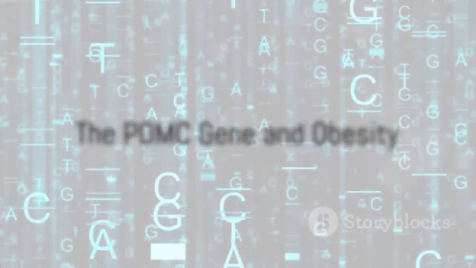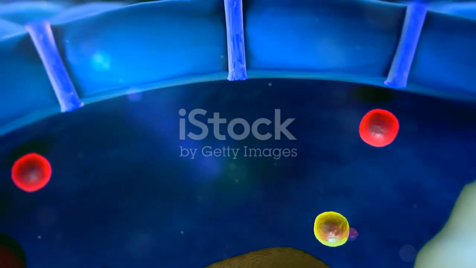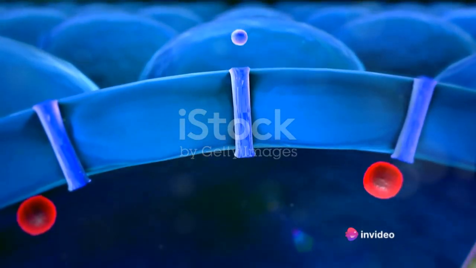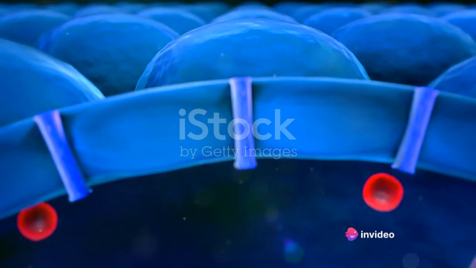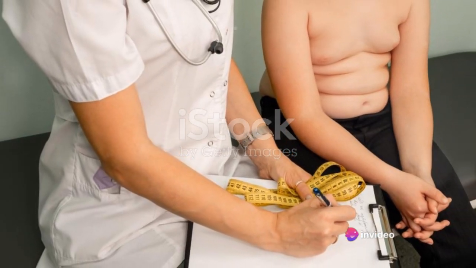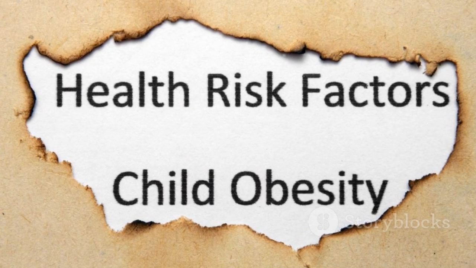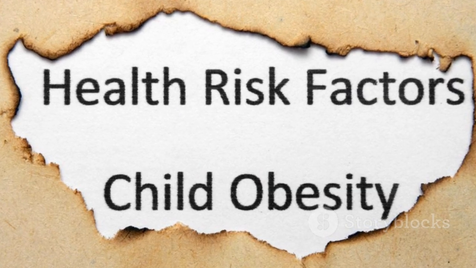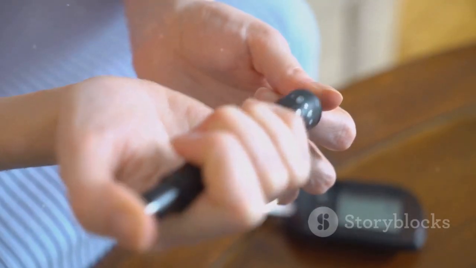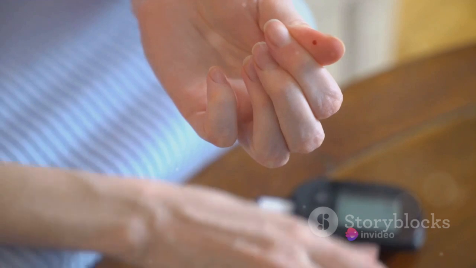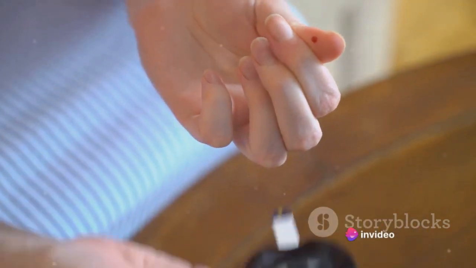The third gene to discuss is POMC, or Proopiomelanocortin gene. This gene is involved in the production of peptides that regulate appetite and metabolism. Mutations in the POMC gene can lead to eating disorders and obesity from childhood. This increases the risk of obesity-related health problems, including diabetes and cardiovascular diseases.